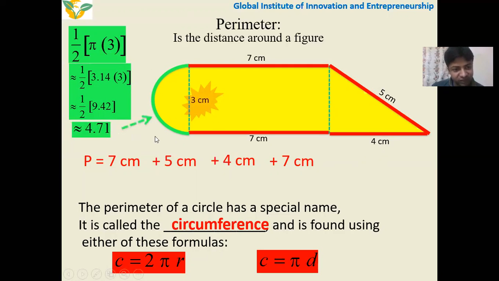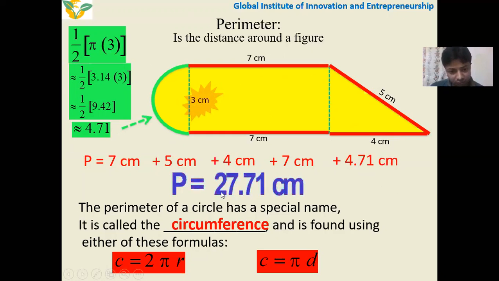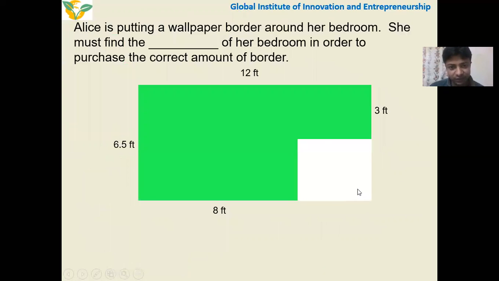We say 4.71, and now we will add 4.71 in this total perimeter so that we can get the perimeter of our composite structure. The total perimeter comes out to be 27.71 centimeters. Now, if we want to calculate the perimeter of this structure, then how will it go?